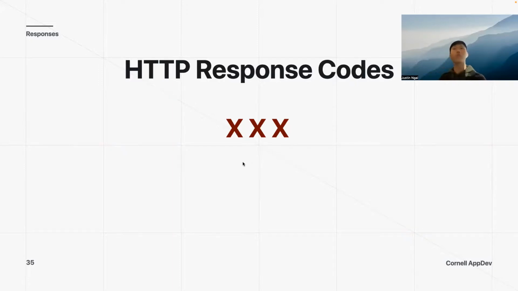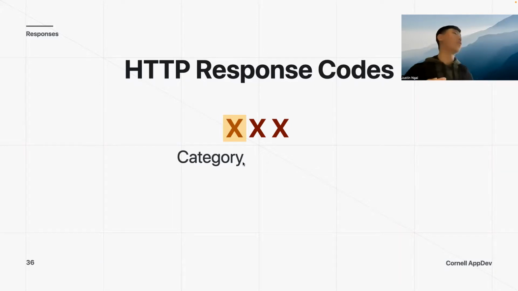But what it will always send you is this response code. And this response code is a 3-digit code that basically summarizes what happened, right? Because, for example, if you're requesting all the Cornell students' social security numbers, an endpoint shouldn't just give everyone that information, right? So it reserves the right to say no.